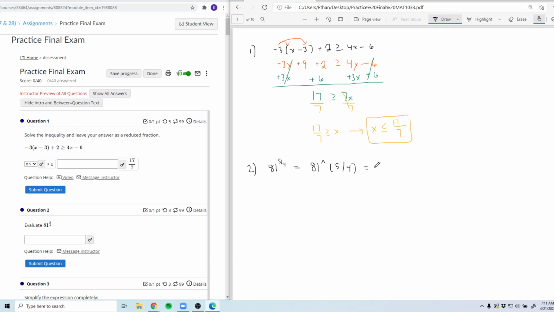I'm just going to do it in my calculator on my own. We have 81 raised to the 5 divided by 4 power. If you do that correctly, you should get 243. And that's all there is, but once again, it's just a calculator problem. If you forget the parentheses though, it will give you a different answer that is not correct.